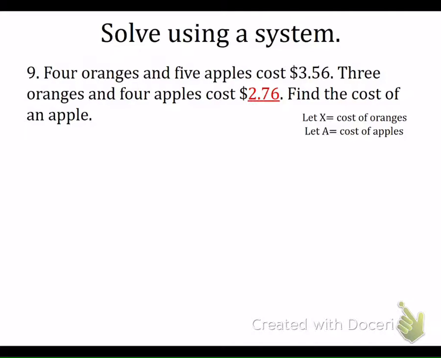4 oranges. So how would I write 4 oranges? 4X and, what do you think that is? Plus 5A equals 356. That is the information I got from the first line. The next line says 3 oranges and 4 apples cost $2.76. Very good.